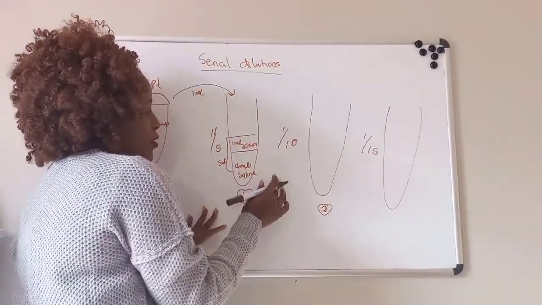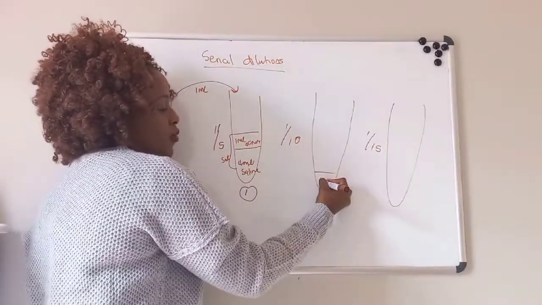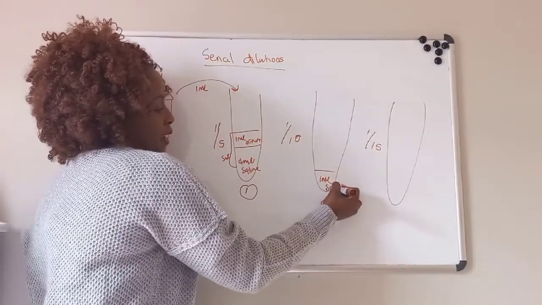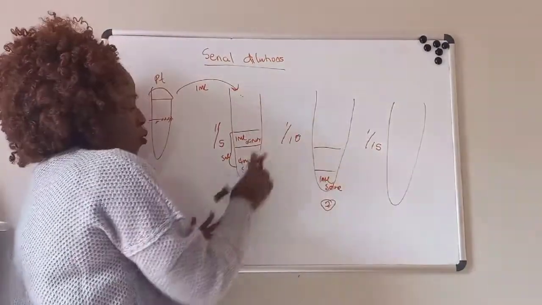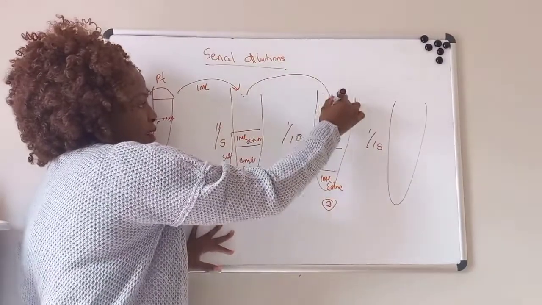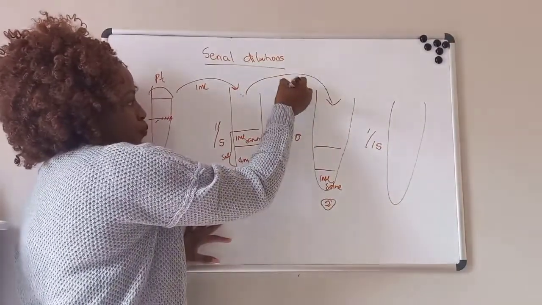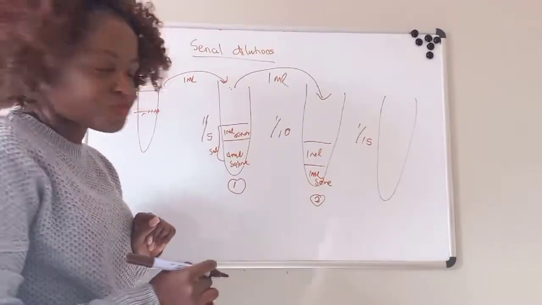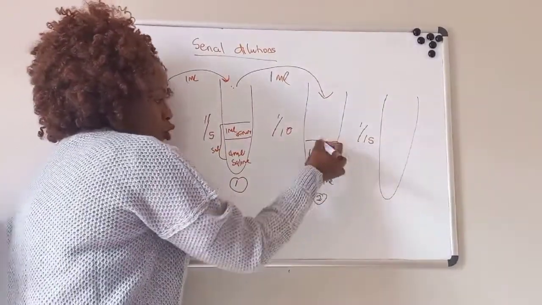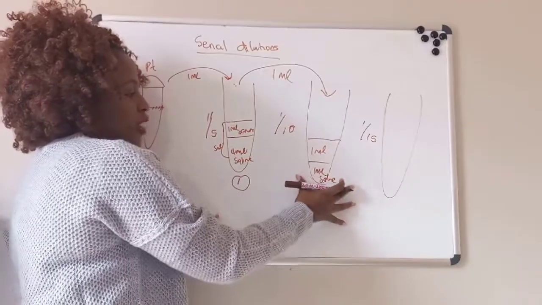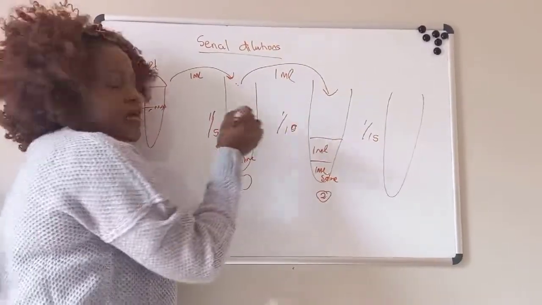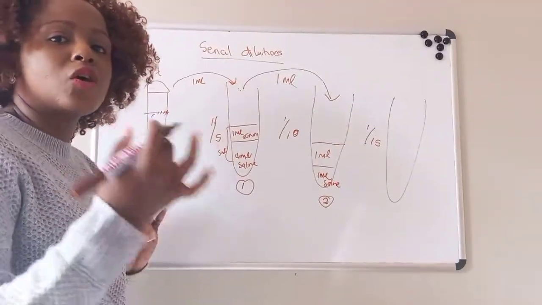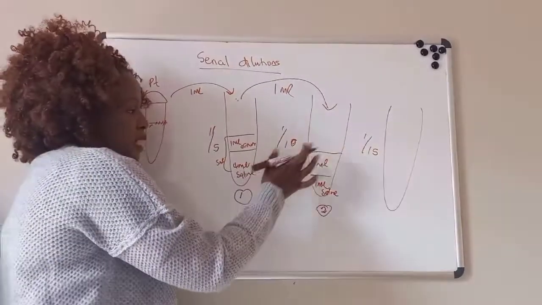So when you do a 1 in 2 dilution, it means you're going to have 1 ml of your saline, and then you're going to take 1 ml from tube number 1 into tube number 2, which will give you a 1 in 2 in your tube. But then the solution dilution in this case is going to be a 10, because we are decreasing the concentration of the analyte 10 times.